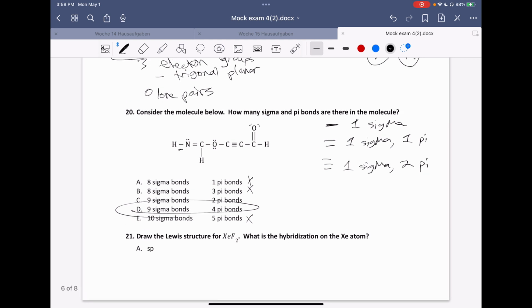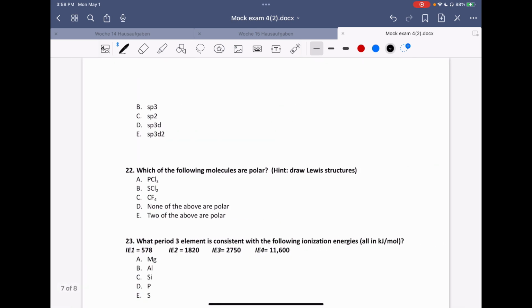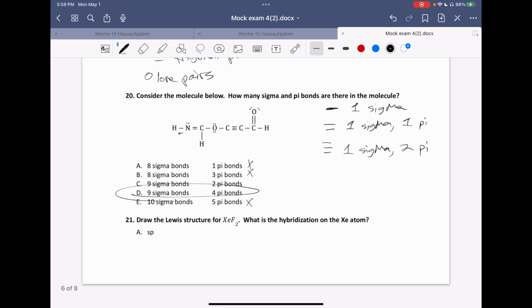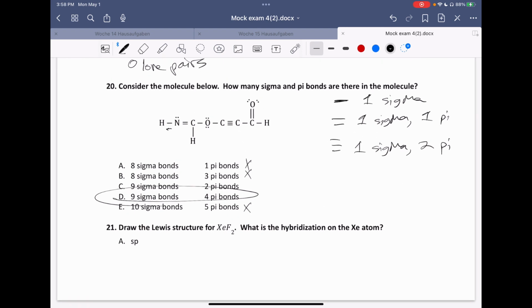Number 21, draw the Lewis structure for XeF2, and what is the hybridization of the Xe atom? Kind of a weird problem where it cut off. We can do the work on this page though. So xenon has 8 valence electrons, fluorine has 14 total, 7 for each, so that's going to be a total of 22 valence electrons.